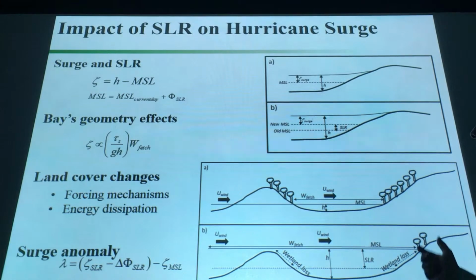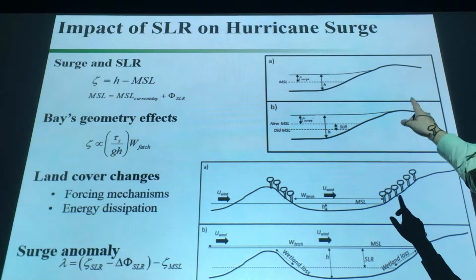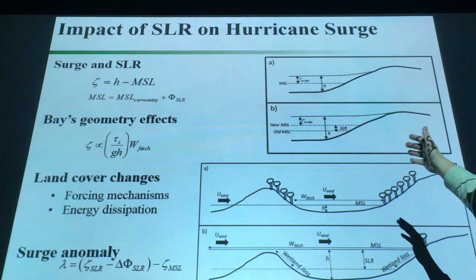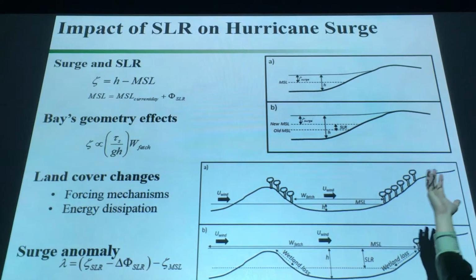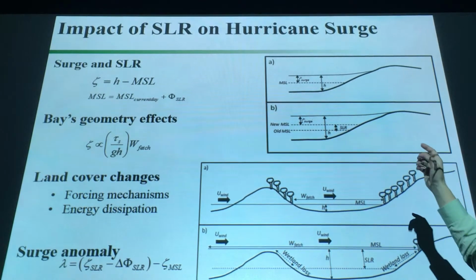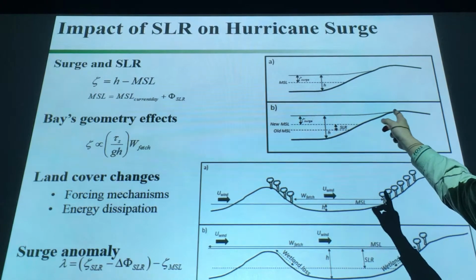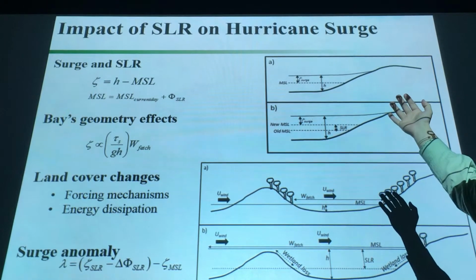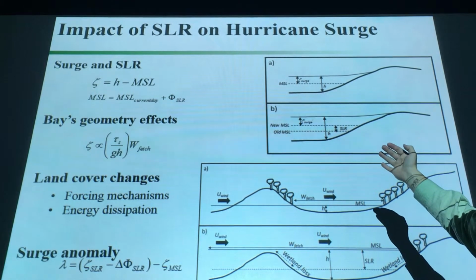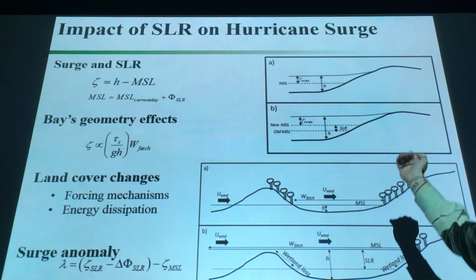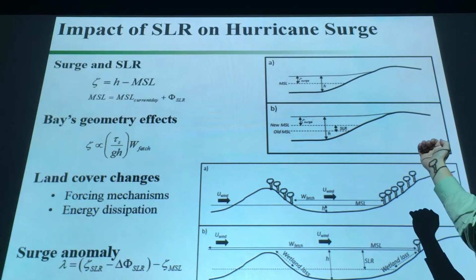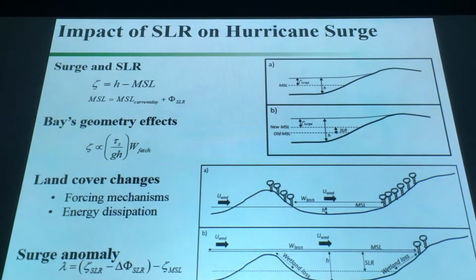Let me walk you through. The first box here, we're just talking about what is sea level rise, which I think is pretty obvious to this crowd, which is if we had a mean sea level on A, we would have a surge on top of it. What happens is on B, we have now a new mean sea level, and we have a surge now on top of that mean sea level.